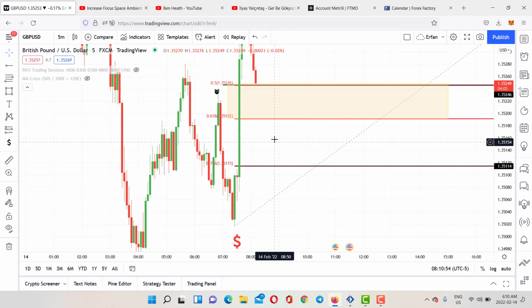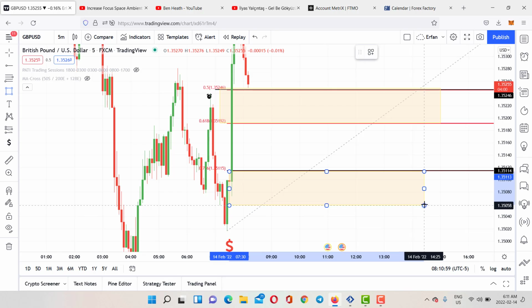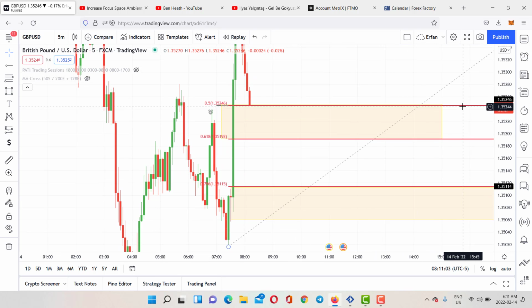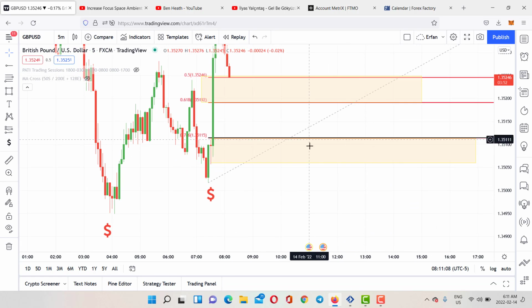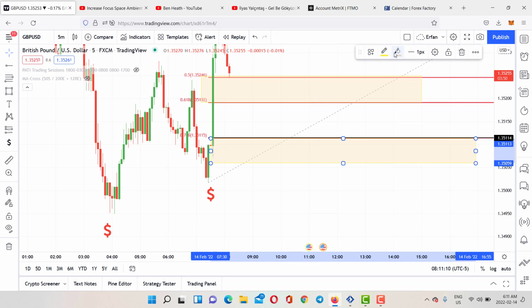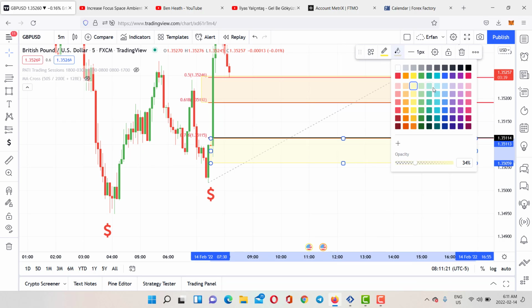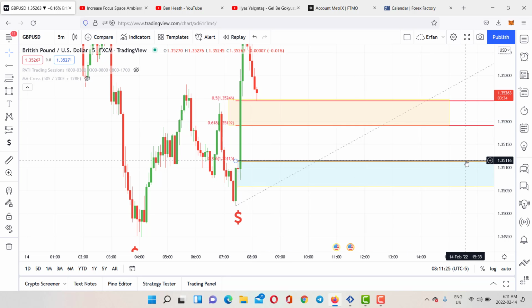I drew it on a 15-minute time frame, and we have a high probability order block in the 5-minute time frame. See? This is already tapped into, but I'm just going to wait for more confirmation. This is a high probability order block. I'm going to change the color so you don't mistake it for a regular one. Okay, this is a high probability order block right here. I'm going to delete this Fibonacci level.